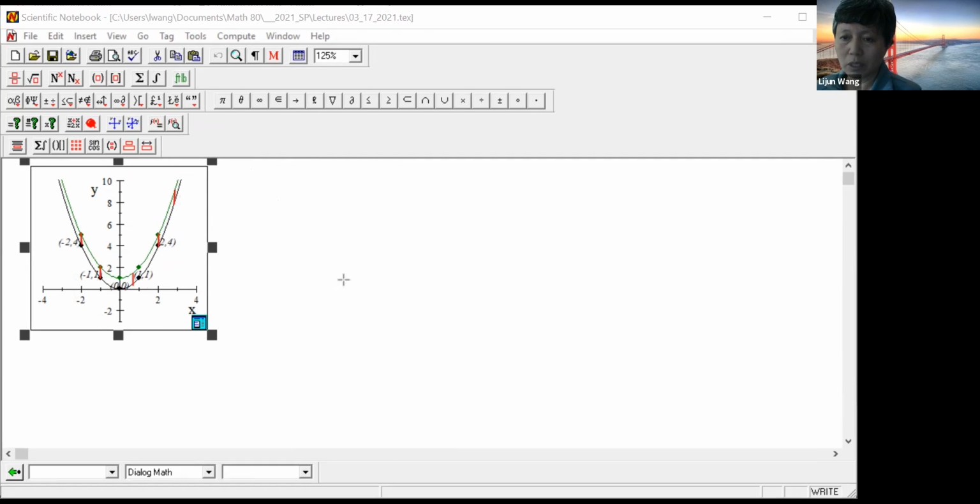It's x squared plus 1. If it's x squared plus 2, it was shifted up by 2 units, right? If it's x squared plus 10, it will be shifted up by 10 units. Do you guys follow me? Okay, that's the shifting. Can you guess for x squared minus 1? What will happen? Any comments?